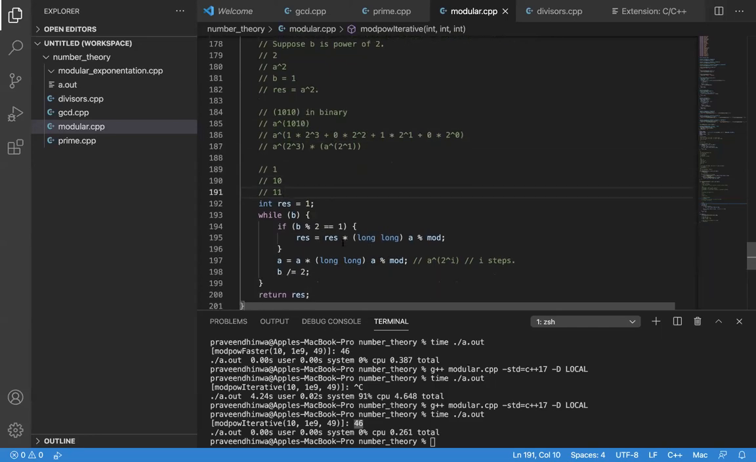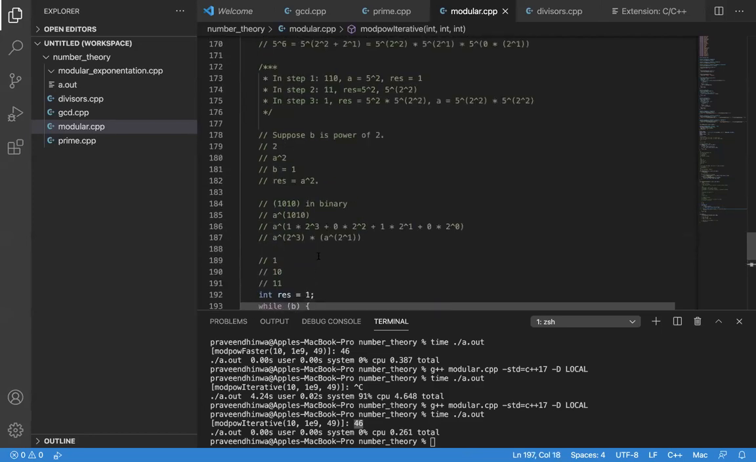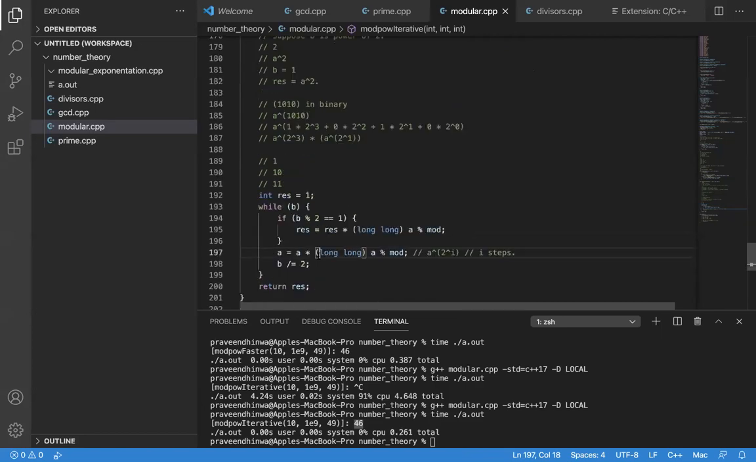The essential idea is whenever your bit is odd, you should multiply by whatever a you have calculated till now. You multiply your answer with that a. So when your b is odd, whatever a you have calculated, multiply with your answer. Keep going over the bits one by one and keep doing this. So this is modular exponentiation.